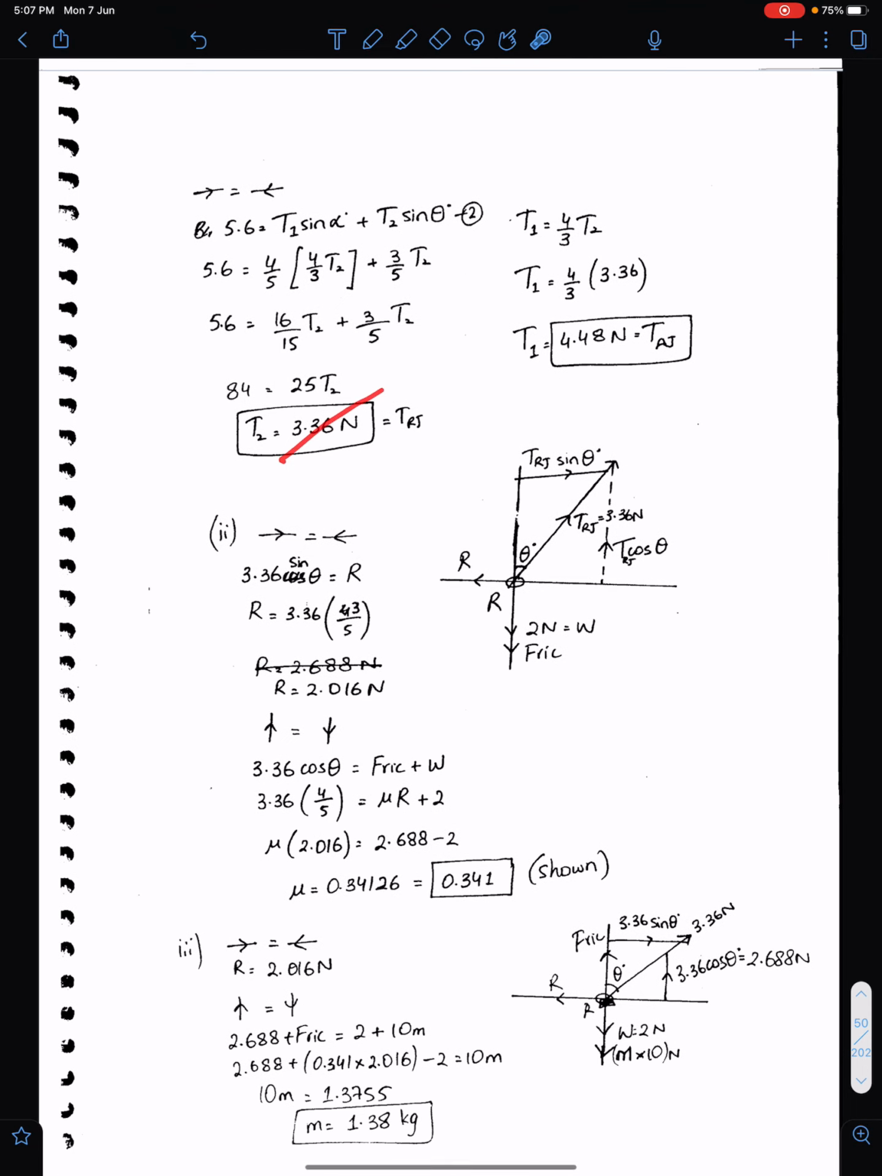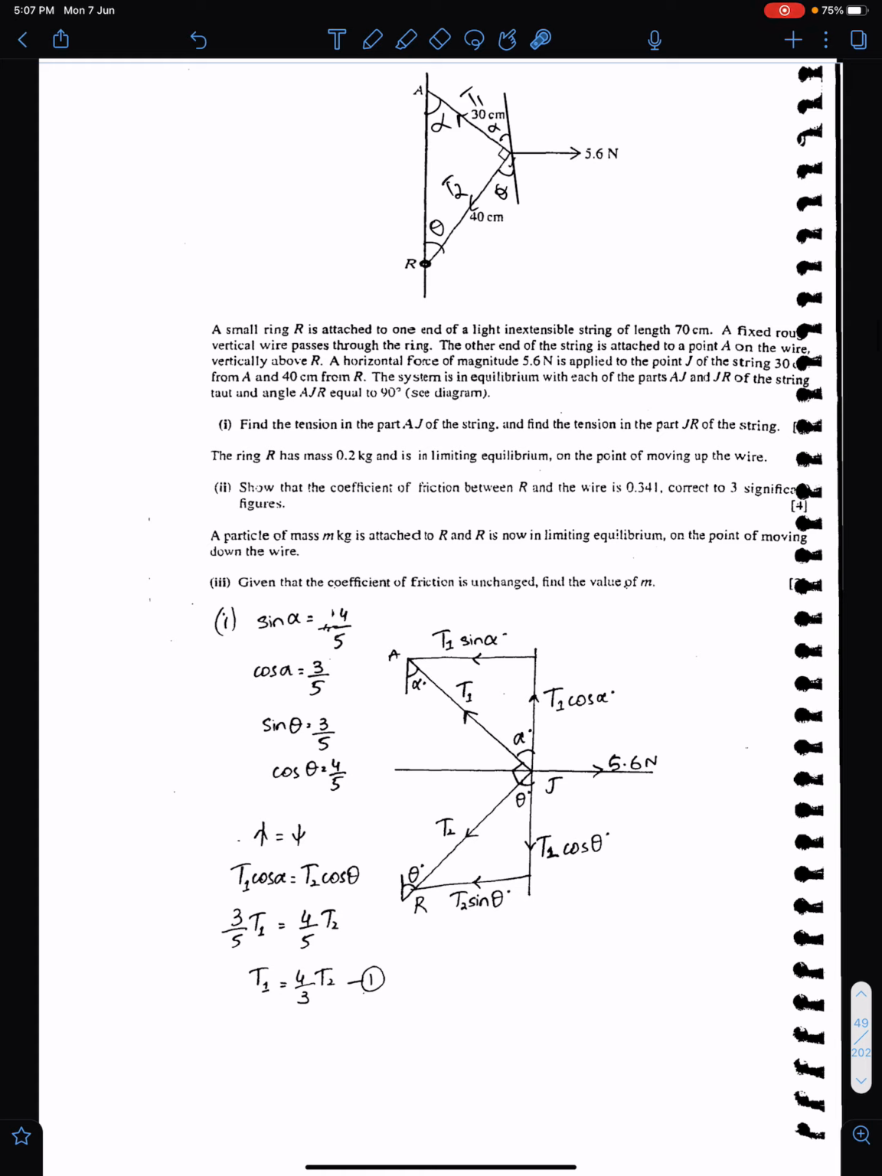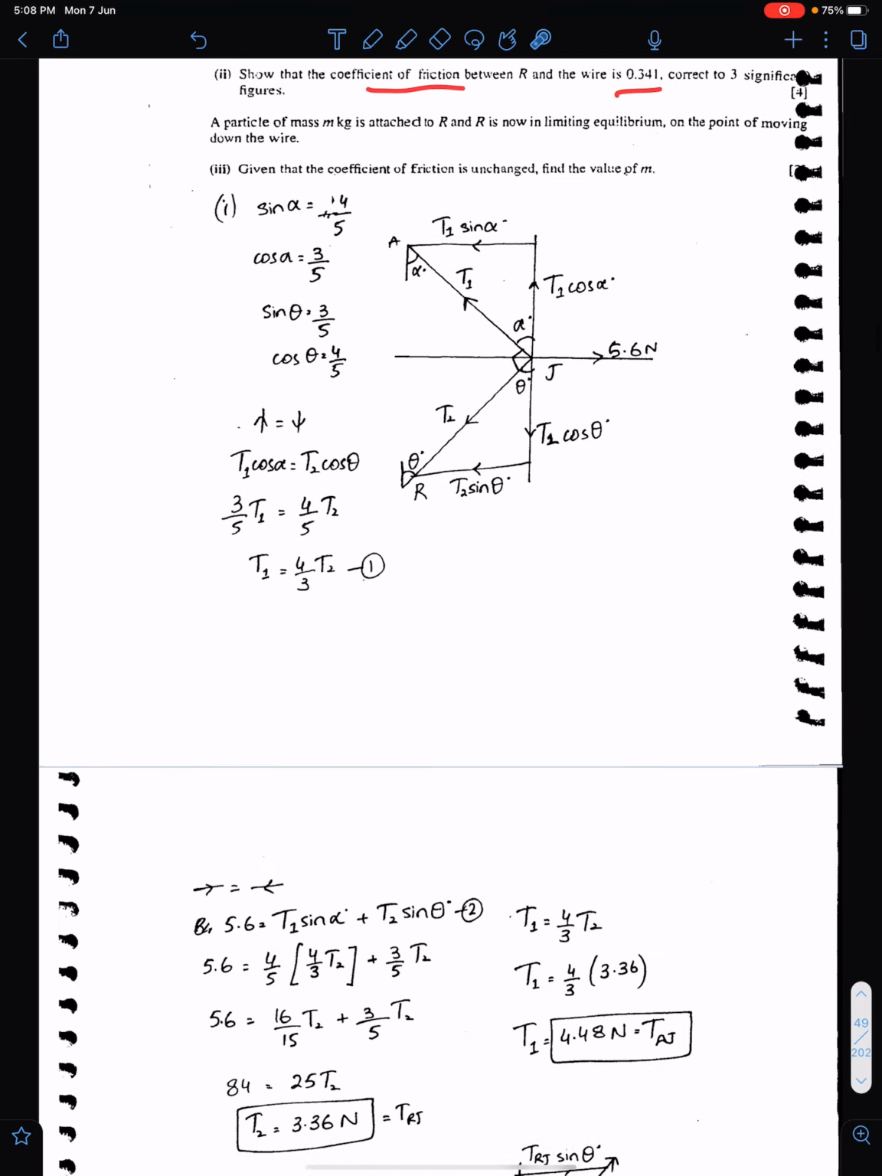Here are the values of T1 and T2. Now the next part. The ring R has mass 0.2 and is in limiting equilibrium on the point of moving up the wire. So friction will act in the downward direction. Show that the coefficient of friction is this. So you need to resolve forces at R now.